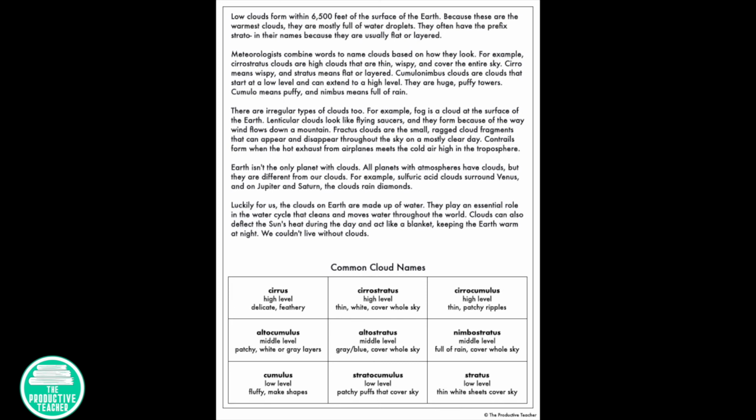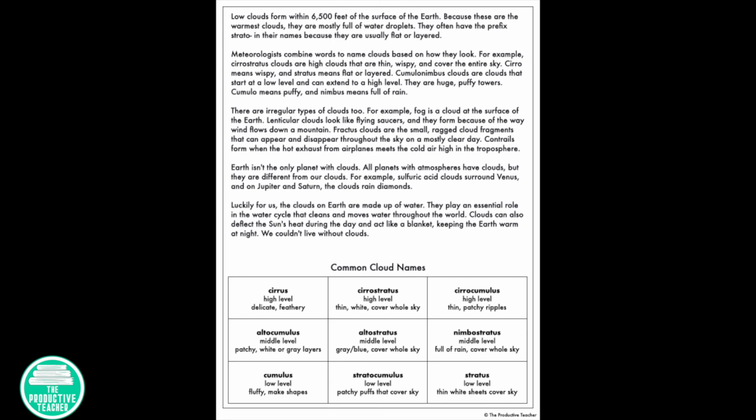There are irregular types of clouds too. For example, fog is a cloud at the surface of the Earth. Lenticular clouds look like flying saucers, and they form because of the way wind flows down a mountain. Fractus clouds are the small, ragged cloud fragments that can appear and disappear throughout the sky on a mostly clear day. Contrails form when the hot exhaust from airplanes meets the cold air high in the troposphere.